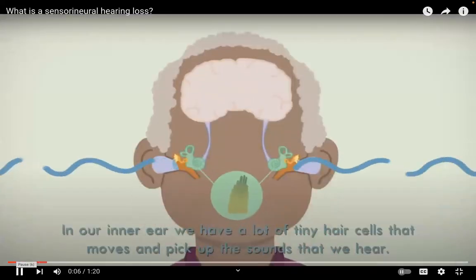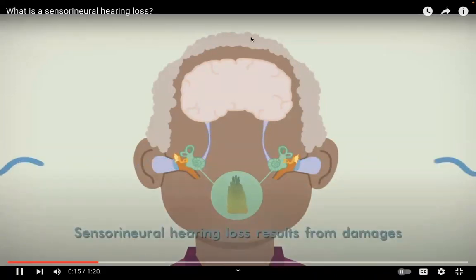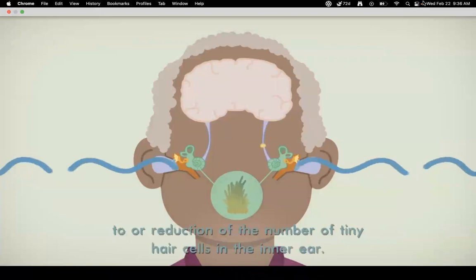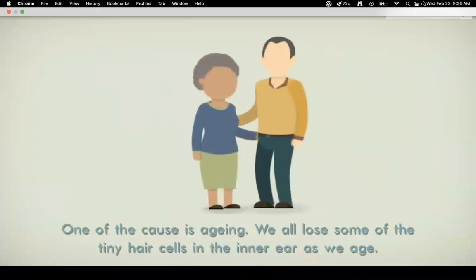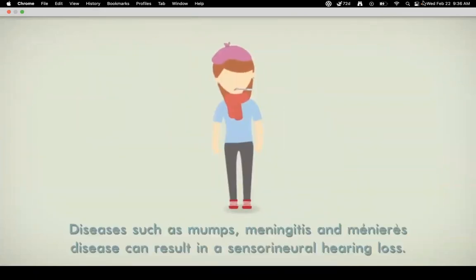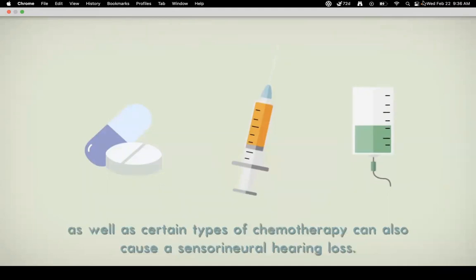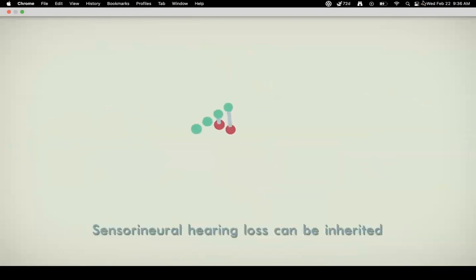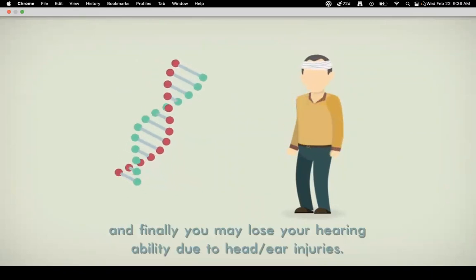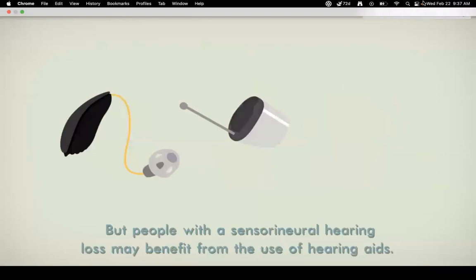In our inner ear, we have a lot of tiny hair cells that move and pick up the sounds that we hear. The movements are then converted into signals that are sent to our brain. Sensorineural hearing loss results from damage to or reduction of the number of tiny hair cells in the inner ear. One of the causes is aging. We all lose some of the tiny hair cells in the inner ear as we age. Another major cause is noise. Noise can damage the hair cells in the inner ear. Diseases such as mumps, meningitis, and Meniere's disease can result in a sensorineural hearing loss. Certain drugs like aspirin, cisplatin, quinine, and some antibiotics, as well as certain types of chemotherapy, can also cause a sensorineural hearing loss. Sensorineural hearing loss can be inherited, and finally, you may lose your hearing ability due to head or ear injuries. A sensorineural hearing loss cannot be cured, but people with a sensorineural hearing loss may benefit from the use of hearing aids.